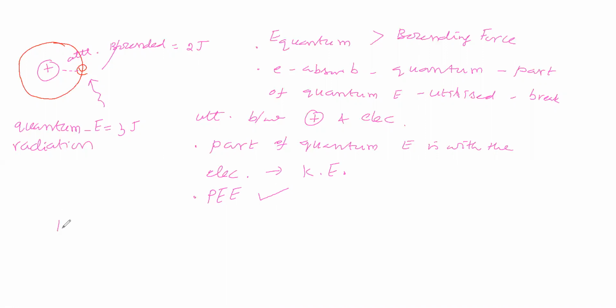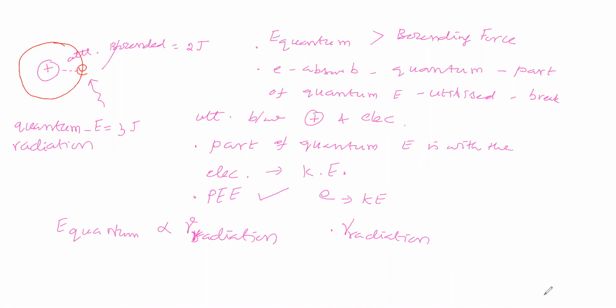Now, energy of quantum is directly proportional to frequency of radiation. Here, the frequency of radiation is such that photoelectric effect is possible. Along with that, electron is having some kinetic energy also. So in this case, the radiation is having some frequency such that photoelectric effect is possible, as well as the came out electron is having some kinetic energy also.